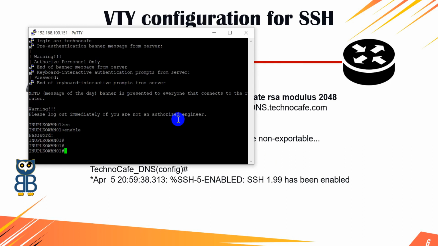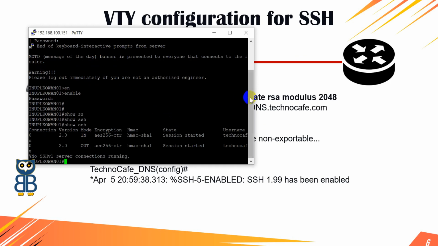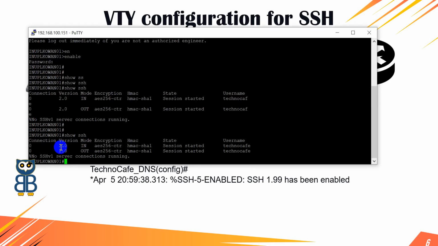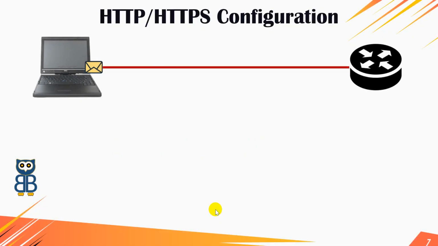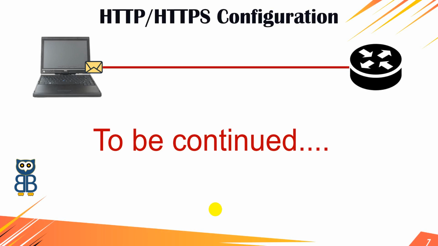To view any active SSH session, simply use the command show ssh. So let me use the command show ssh. With the show ssh command, you can see many options, like the version and the username of the person who is actually accessing this router via SSH. So let's move to the next topic. The next topic is HTTP and HTTPS configuration on the Cisco router.